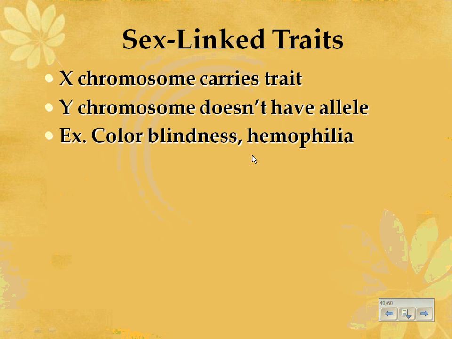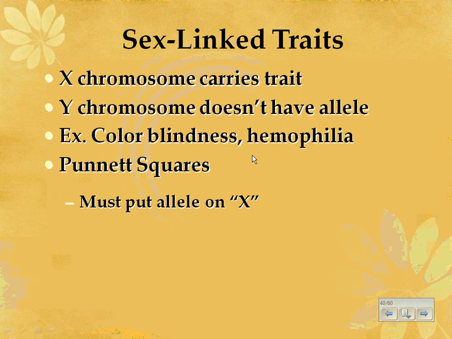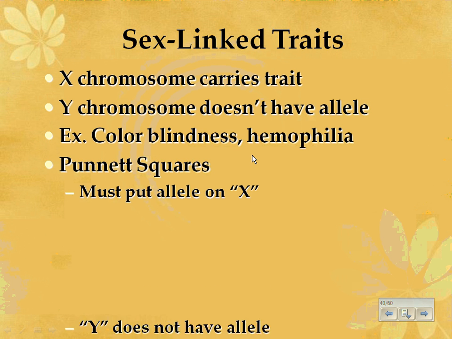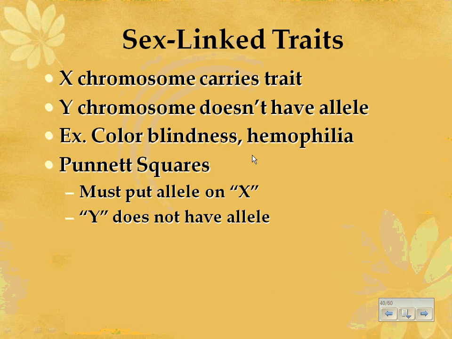So there are some examples. Color blindness, and hemophilia, a blood disorder where your blood does not clot and you can bleed to death internally. Just a simple bruise could make you bleed to death. That's not very good. The X and Y must be included in the Punnett square, but the Y chromosome doesn't have an allele. So that's something to keep in mind. You must put the X on, but Y does not have the allele.